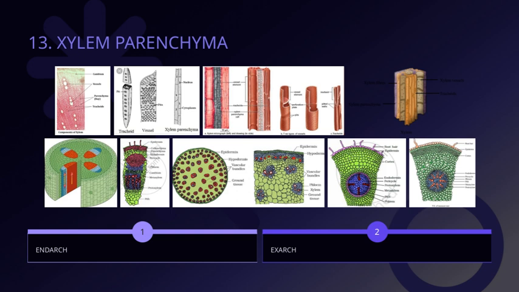An exarch xylem develops from the outside inward, meaning the earliest formed xylem is on the outer side, while endarch develops from the inside outward, with the earliest xylem on the inner side.